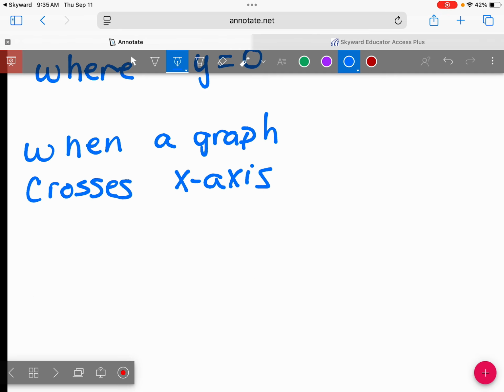And we write our x-intercepts as a point. Whatever number we get is our x, and our y is 0. So when we're trying to solve that, when we know y is 0, we're going to substitute in 0 to find x.